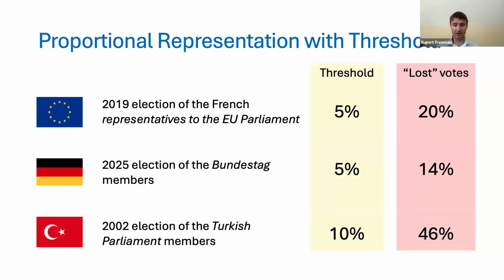Okay, so here are just some examples of the sorts of numbers that we might be seeing. In 2019, in the election of French representatives to the EU Parliament, the threshold was 5%, but exactly 20% of votes were actually lost, in the sense that they were cast for parties that did not reach the threshold. A particularly extreme example from Turkey in 2002 had almost half of the votes go to parties that did not reach the threshold. So this certainly has real impacts in terms of proportionality in these elections.